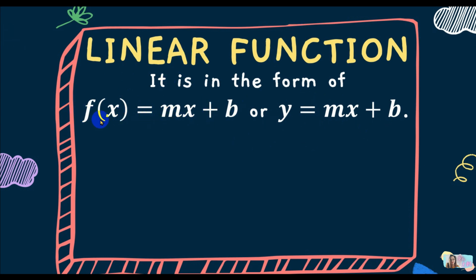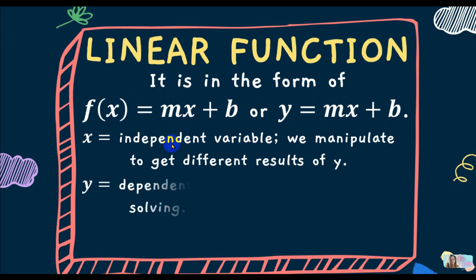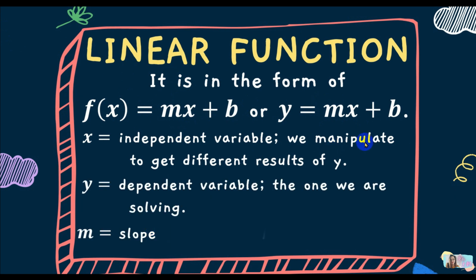So when it comes to linear function, kadalasan po, ganito yung makikita natin. Again, f of x is equals to mx plus b. Still, yung m, ibig sabihin po noon, ay slope pa din. And then yung b is the y-intercept. X means this is the independent variable and this is the one that we manipulate to get the different results of y. While y is the dependent variable and it is the one we are solving.